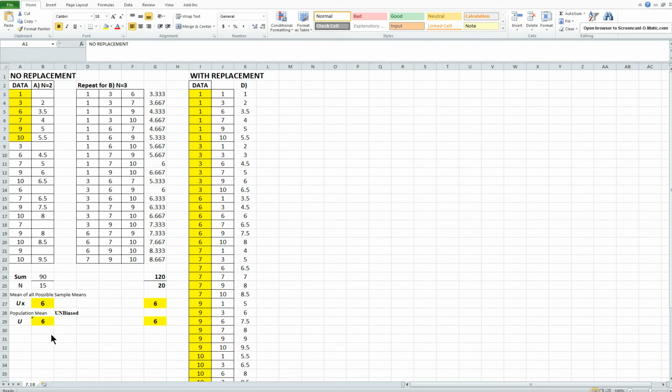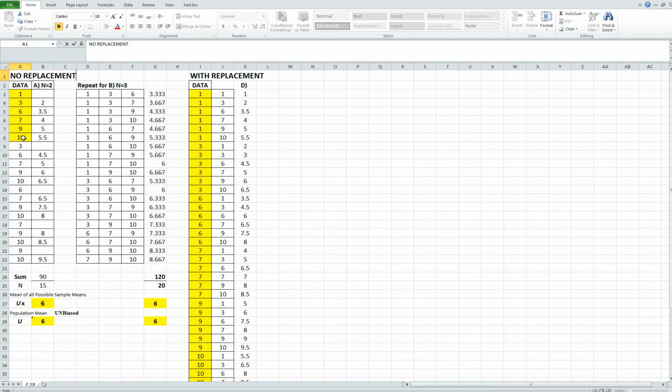In part A and B, you basically had to develop the data set, the sample, for pairs of 2s or samples of 3. You're given a little data set that contains 6 numbers, and it's these numbers right here: 1, 3, 6, 7, 9, and 10. That's your data. Subsequently, it's your population data.